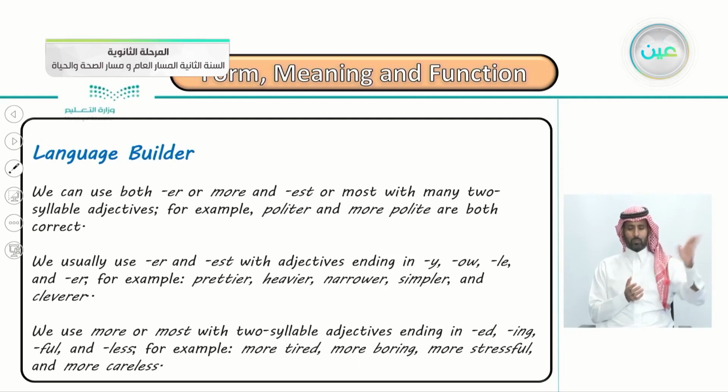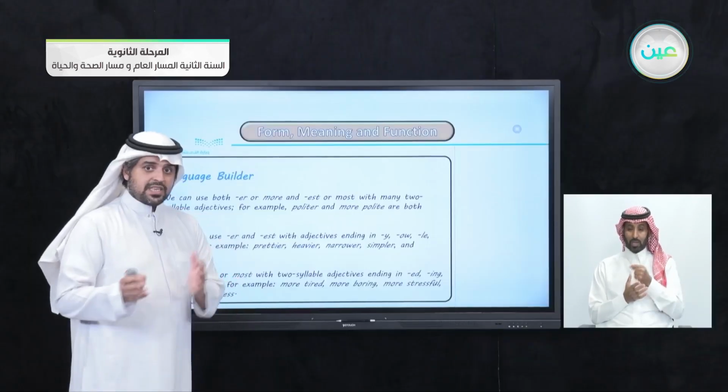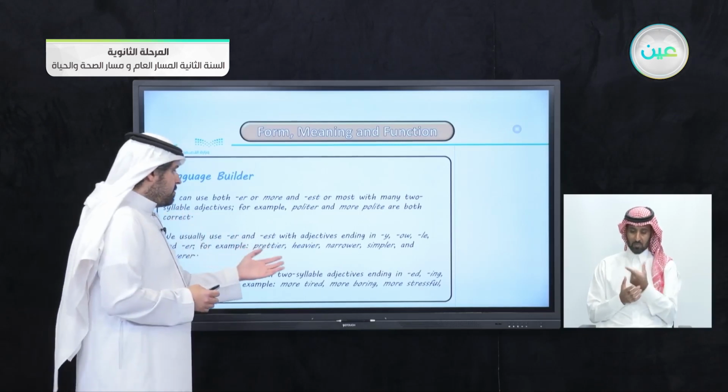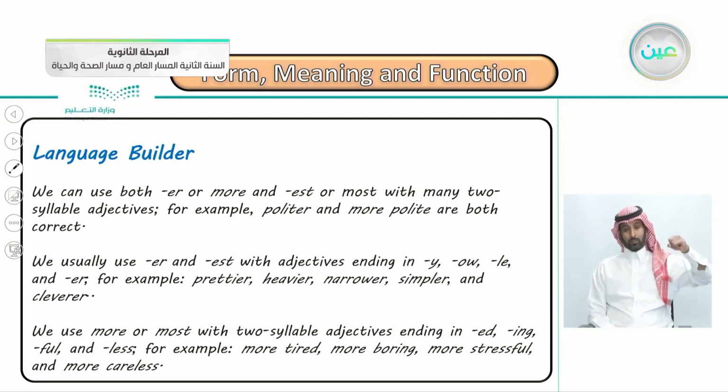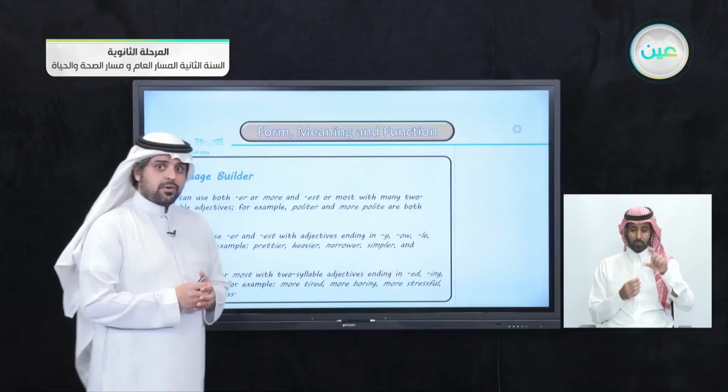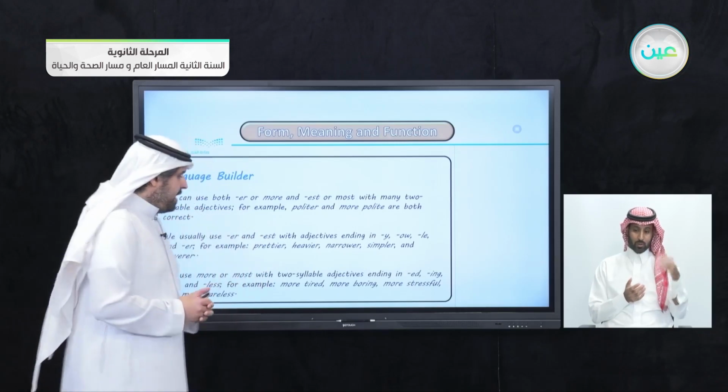For example, the adjective pretty, we say prettier. The adjective heavy, we say heavier. Narrow, narrower. Simple, simpler. And clever, we say cleverer. So we usually add er or est. So we treat them as if they were a one-syllable adjective.